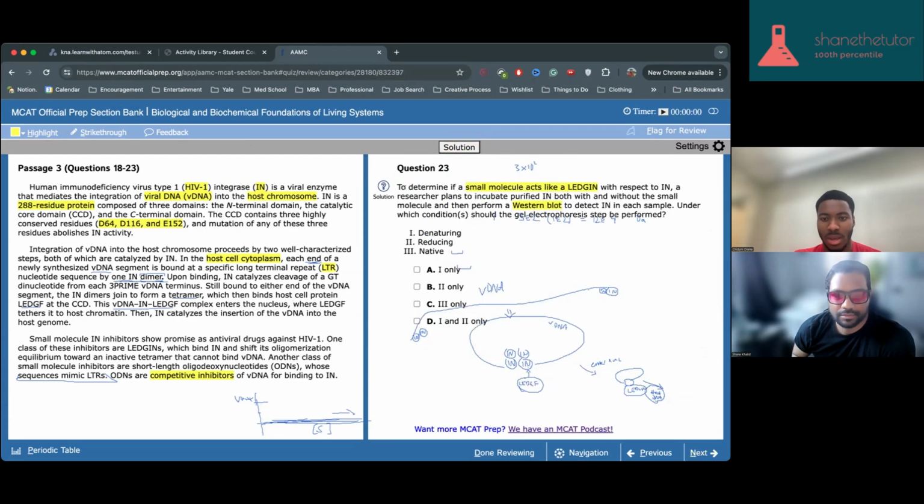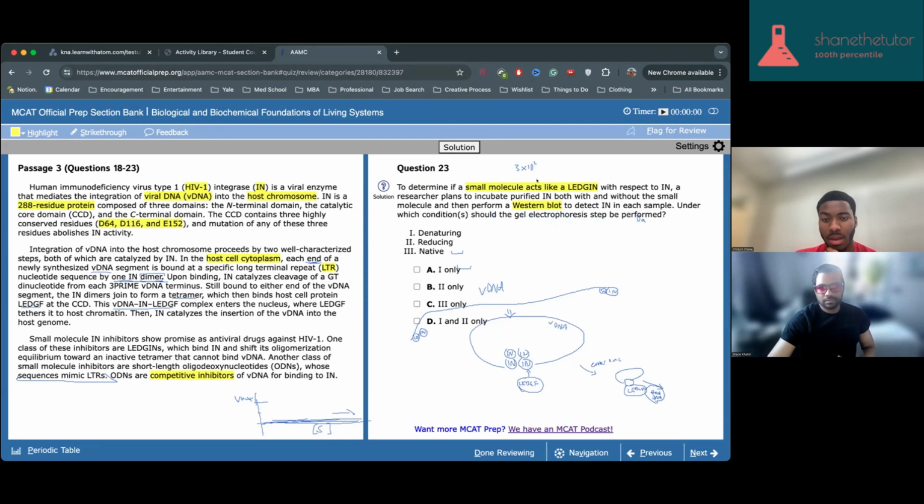Okay. And then to determine if a small molecule acts like a ligand with respect to IN, a researcher plans to incubate purified IN both with and without the small molecule, then perform a Western blot to detect IN in each sample. Under which conditions should the gel electrophoresis step be performed?